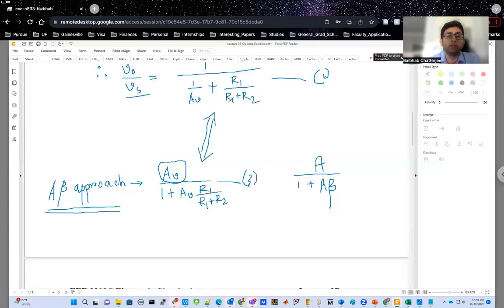Because your numerator 1 will be multiplied with AV, you'll get AV. In the denominator, you'll get 1 plus AV times R1 divided by R1 plus R2. So see, in this way, just by using the formula from your feedback theory, which we just learned, you can find out what will be your overall gain, and the time that you take to find out the gain becomes much smaller.